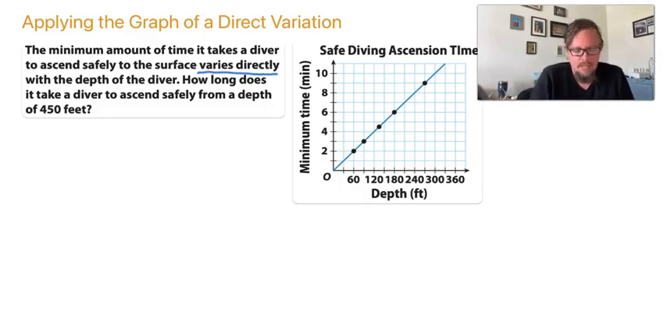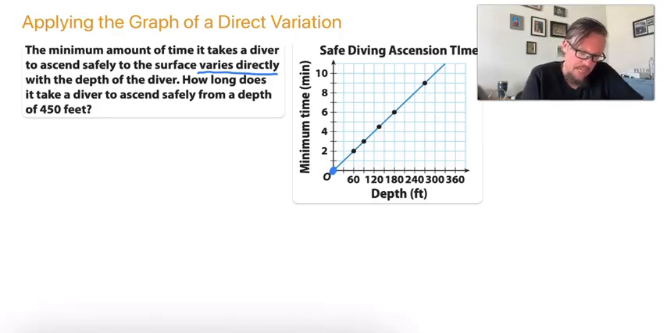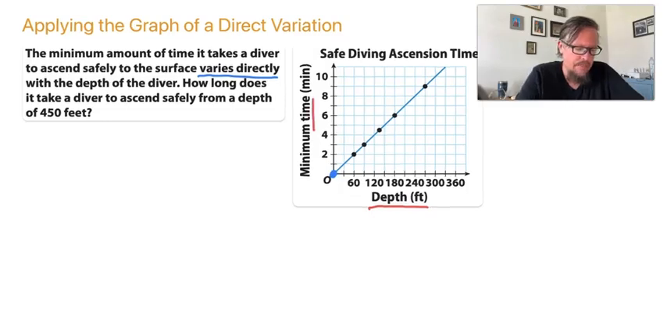Even if it didn't give us that piece of information, we can see from the graph that we start at (0, 0) and that the graph is linear, meaning it has a constant rate of change. So let's take a minute to look at this graph and see what it's telling us. (0, 0) means if the depth of the diver is 0 feet, then the minimum time it takes him to ascend to the surface is 0 minutes. If you're already at the surface, it takes you 0 minutes to get to the surface.